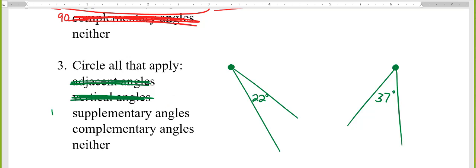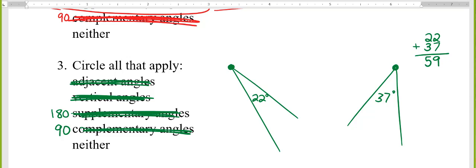And I'm going to remind myself, supplementary add up to 180, complementary add up to 90. We need to go add those two angles together. What is 22 plus 37? So if they add up to 59 degrees, they're not supplementary. Are they going to be complementary? No. So what's your answer for number 3? Neither. Good. I think there's one more, right? Yes.